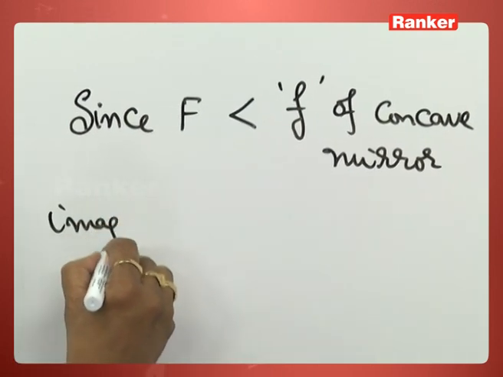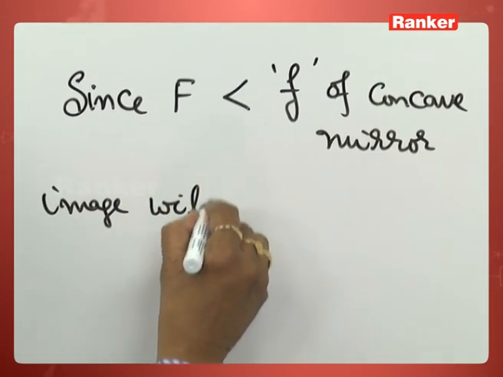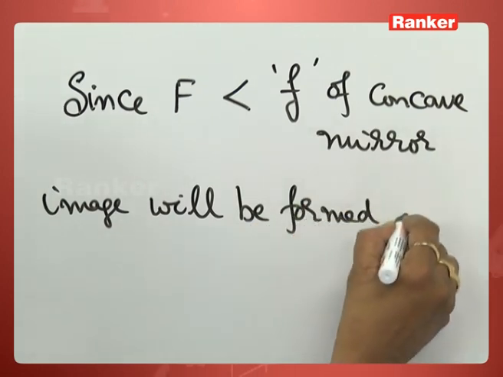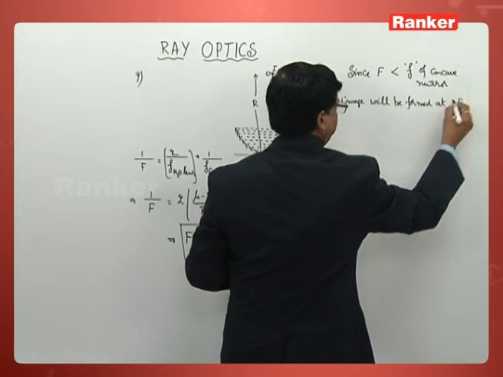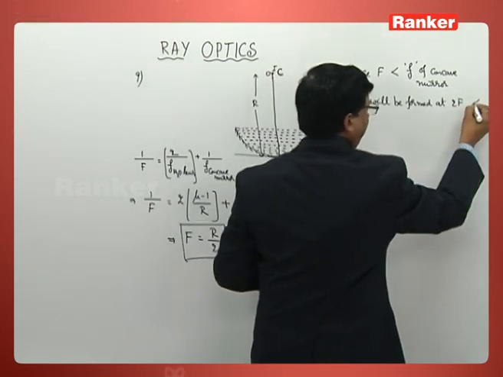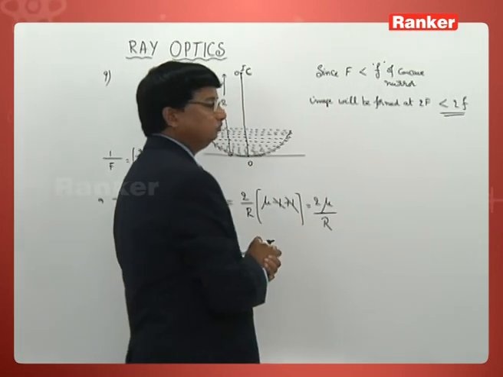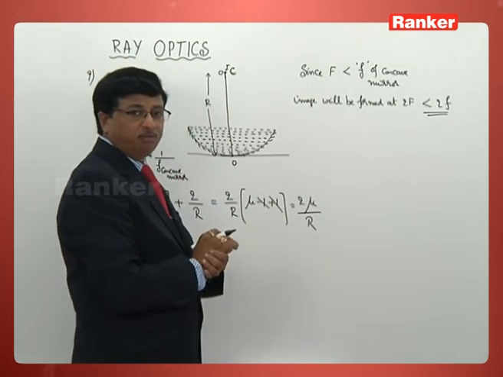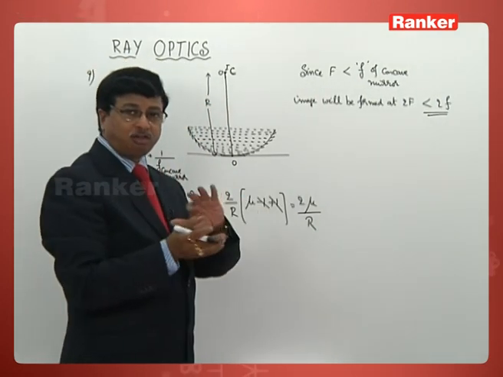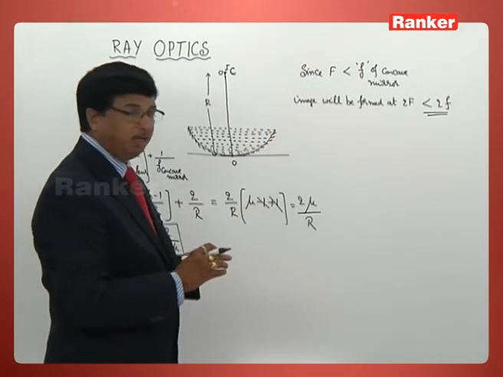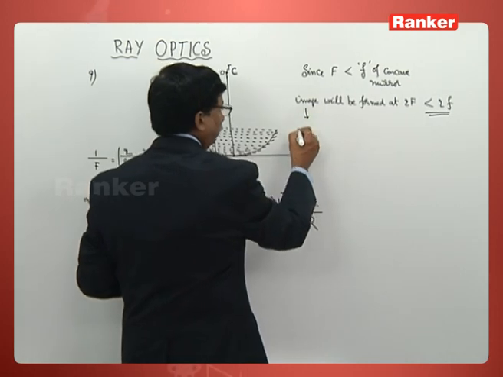the image will be formed at 2f, which will be less than twice f of earlier. This 2f must now be less than twice f of earlier. And what kind of an image is it? Certainly the image is real.